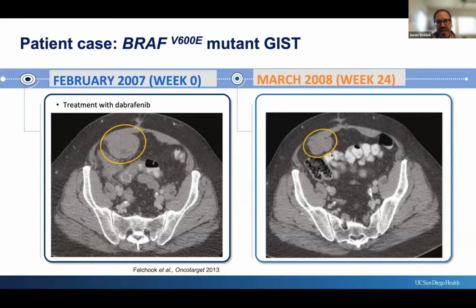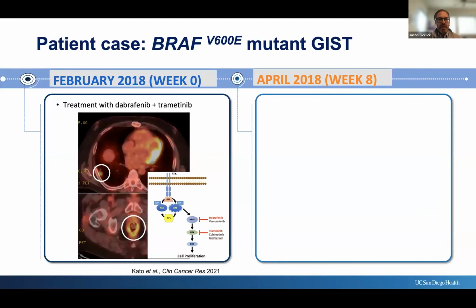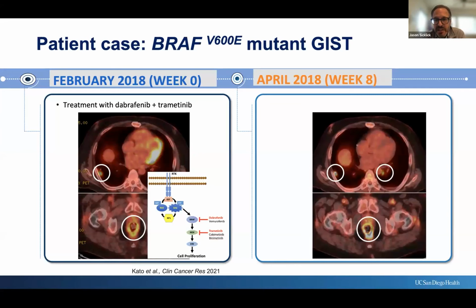And so if we look at that patient that had that BRAF V600E mutation that was treated for 24 weeks with a drug, you can see there for 24 weeks, that's a pretty small shrinkage relative to the size of that tumor. So several years later, the patient was seen in San Diego with this ongoing BRAF mutation, and we added on that second drug, trametinib, that we now had FDA approval for treating BRAF V600E mutant GIST. And we didn't see much of a response to treatment.